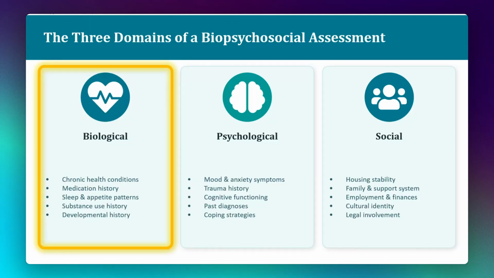The biological domain covers anything related to the body: chronic health conditions, medical history, sleep and appetite changes, substance use history, and developmental history. These aren't just background details. Physical health directly shapes mental health and functioning.